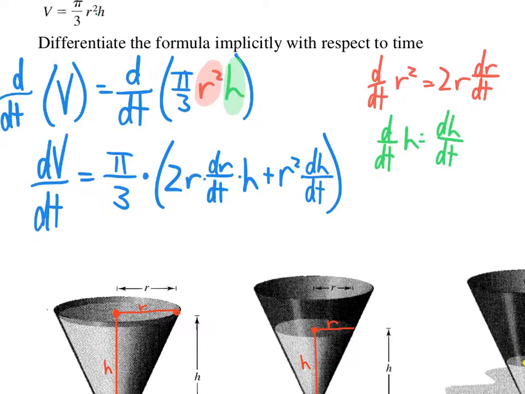Yes? The reason why you're making it times dr dt is because you consider them to be dependent variables, right? Yes. R is a function of time. It's dependent on time. H is dependent on time. V is dependent on time. Okay?